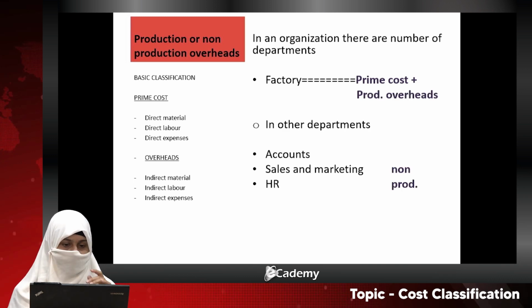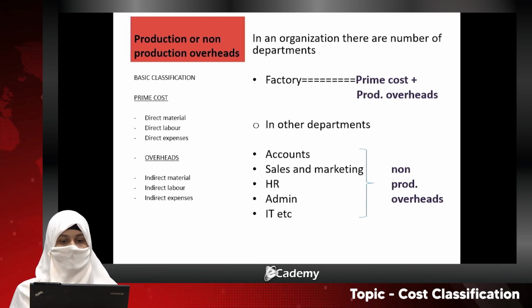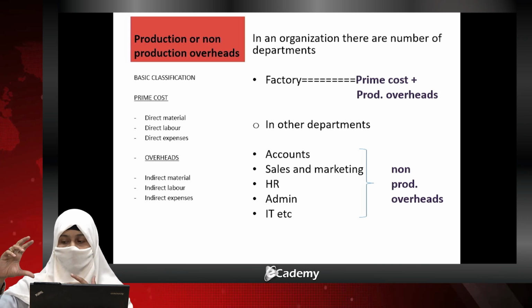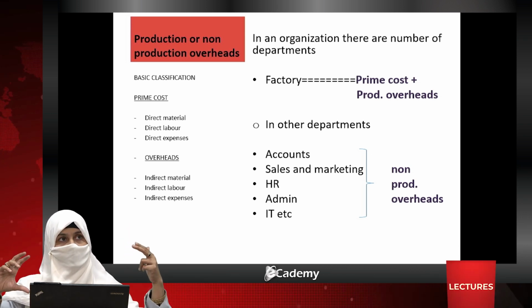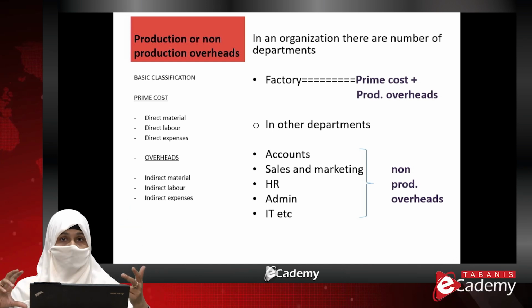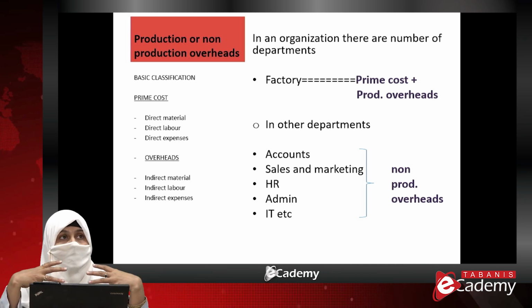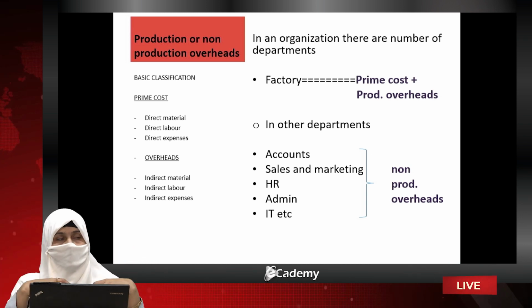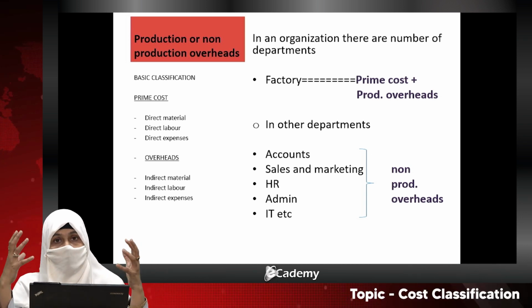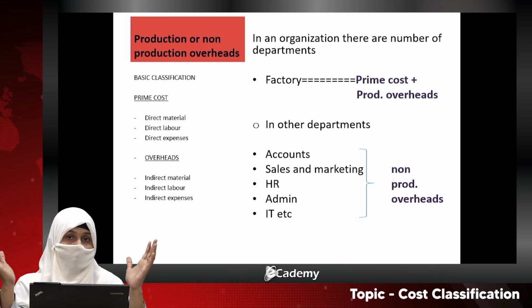Let's deal with the slides first. Yes. Now, in an organization, we have got a number of departments. There is a factory, there is a production area, but there are other departments as well. For example, accounts, for example, IT, for example, HR, for example, sales department. There isn't just one department in an organization. As the size of the organization increases, with expansion, we need more departments for the smooth flow of operations.